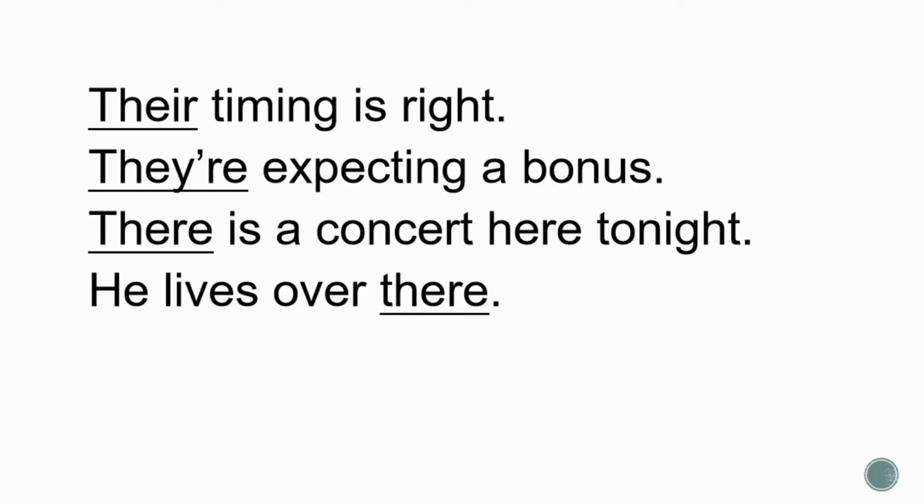Another set of examples, their timing is right. They're expecting a bonus. There is a concert here tonight, and he lives over there. In the first one, their timing is right, their shows possession. The second one, they're expecting a bonus, they're is a contraction of they are. The third one, there's a concert here tonight, there here is used as an expletive to introduce the subject concert that comes after the verb is. And the last one, he lives over there. There here indicates a place. It is an adverb of place.